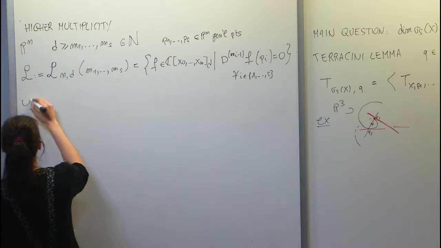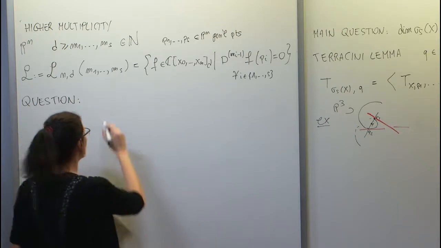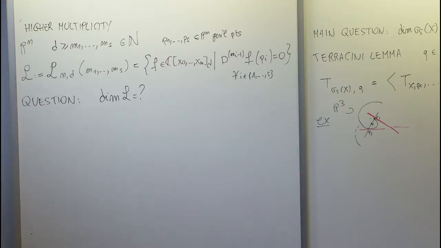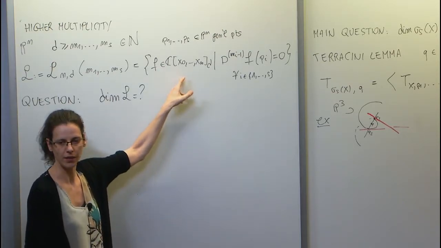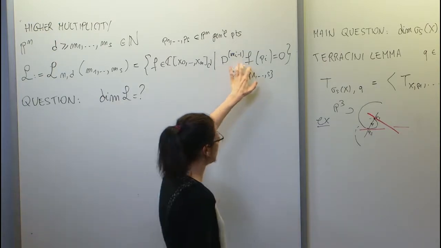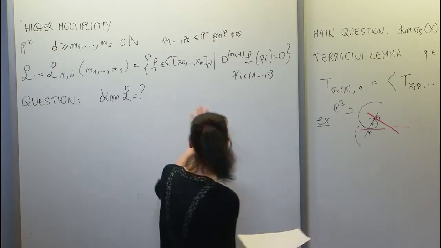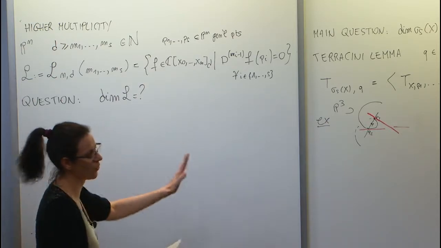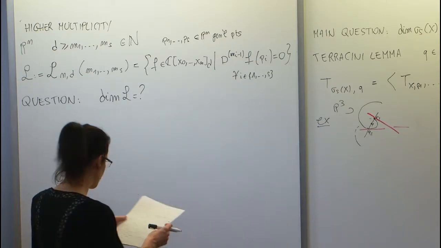And the question is, how many of these polynomials do I have? So what is the dimension of L? Well, there's a naive answer that is just given by a parameter count, because of course I know exactly how many polynomials of this degree in this number of variables I have, and I know exactly how many derivations I'm imposing. So this is a linear system of equations in the coefficients of my polynomial, so I can easily count how many of these polynomials should survive after this killing with the derivatives.